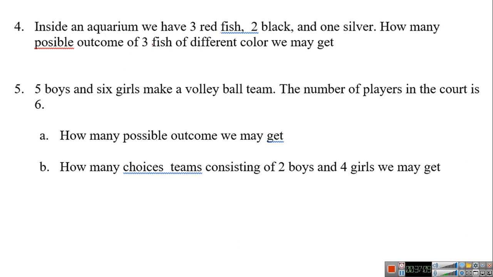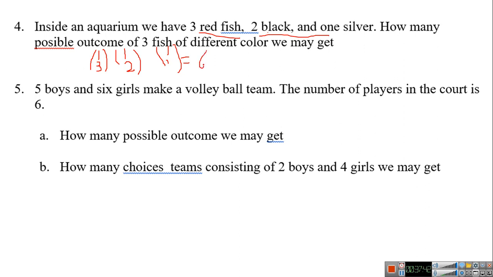We have 3 red fish, 2 black, and 1 silver. How many possible outcomes of 3 different colors? So, combination, order not important. I didn't tell you the first one must be red, the second one must be black, and the third one silver. So I need to pick any 3. So it's a combination. First of all, 1 red, 1 out of 3. Then 1 black, 1 out of 2. And then a different color, 1 silver, so 1 out of 1. So how many choices do I have?